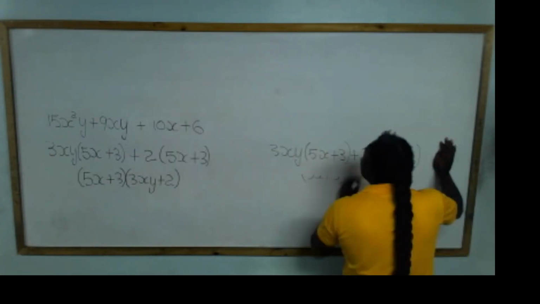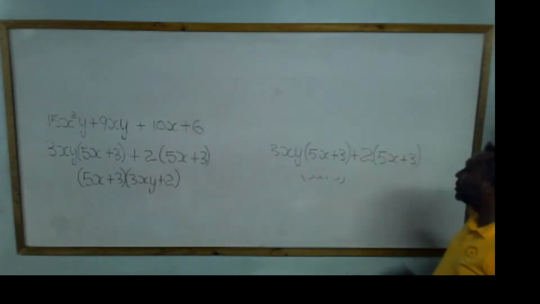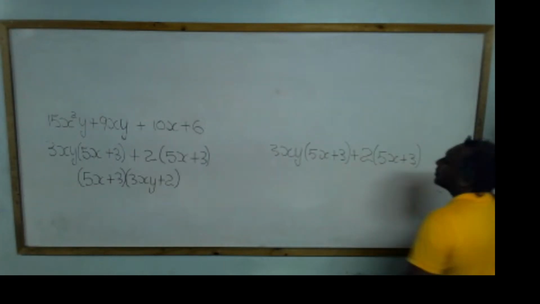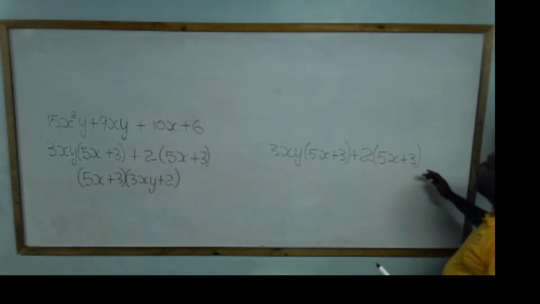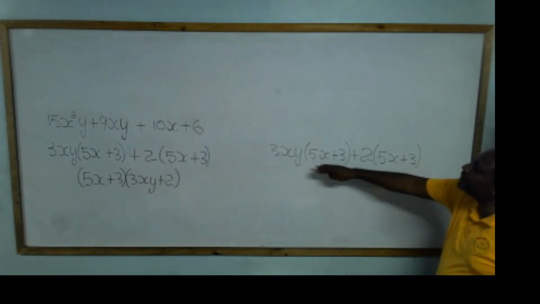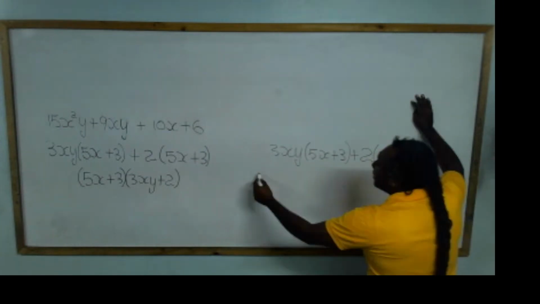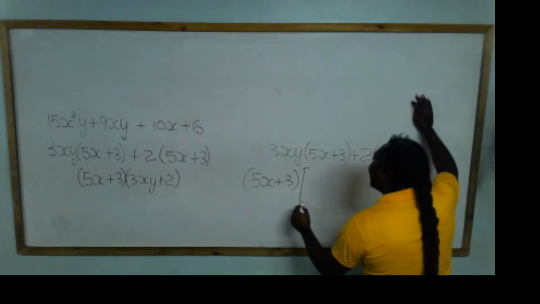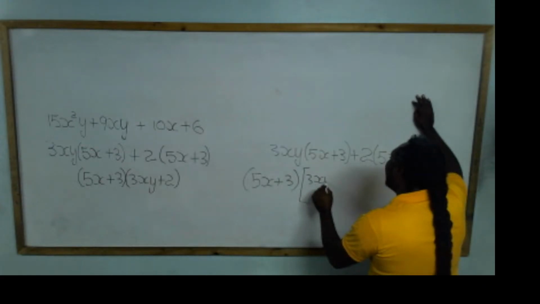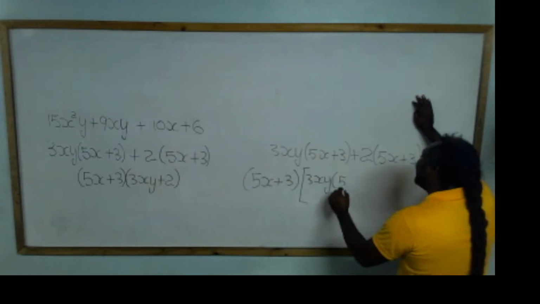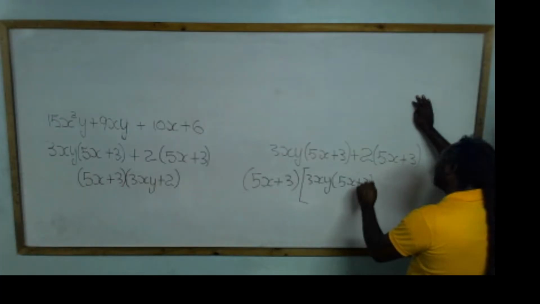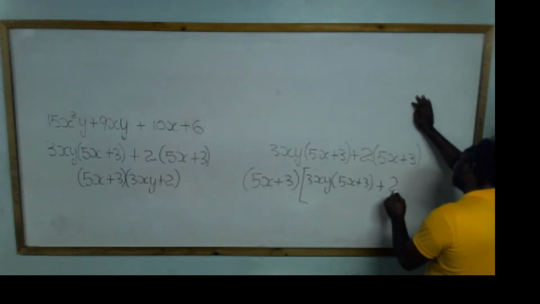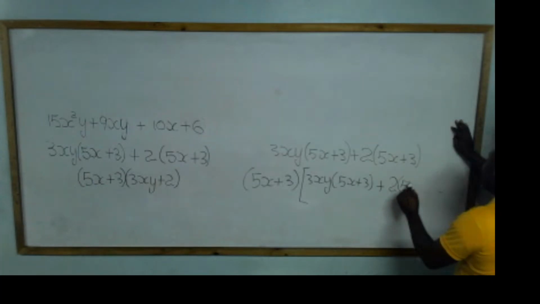What do we do? Let us take the common factor first. The common factor is the 5x plus 3. So that's your common factor, 5x plus 3. And then you have 3xy(5x plus 3) plus 2(5x plus 3).